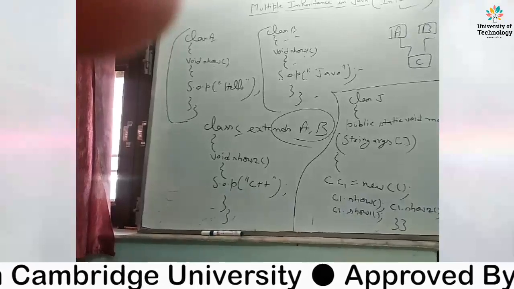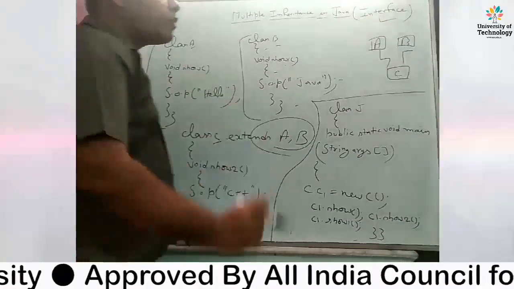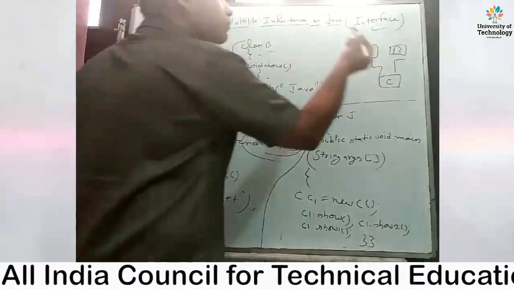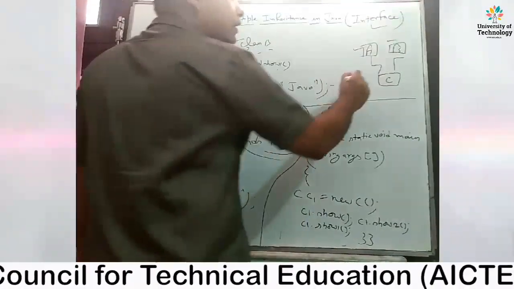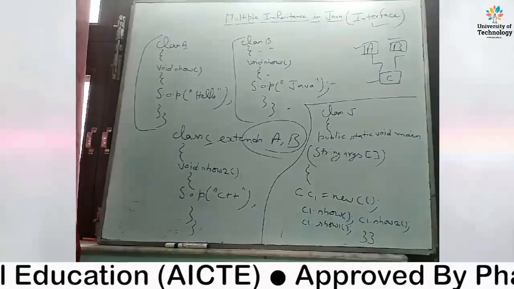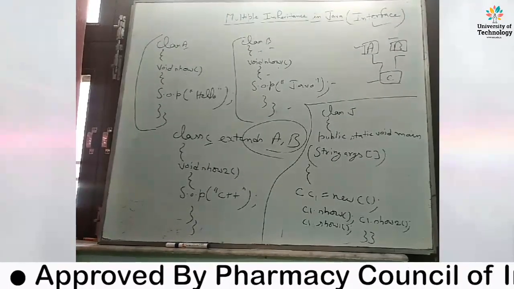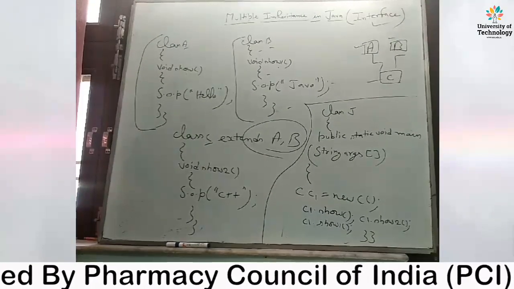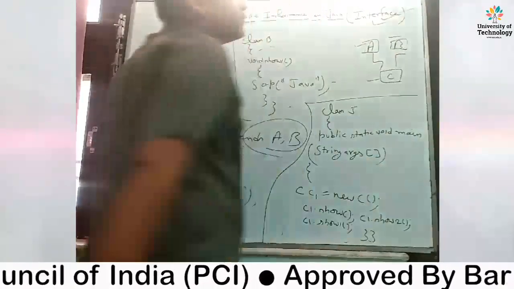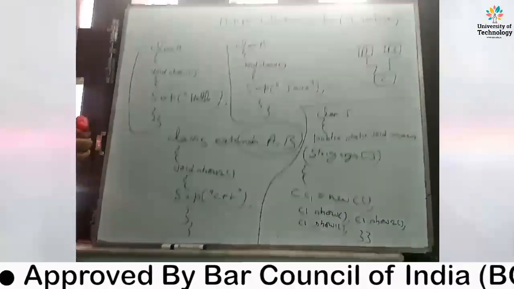So Java does not support multiple inheritance. But if we talk about C++, we have to make class A, class B, and class C. C will be attached with class A and B. But in Java, actually Java does not support multiple inheritance. Java supports a concept that is called interface. So we will pay attention to interface now.